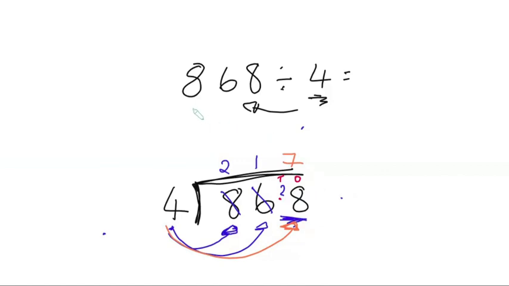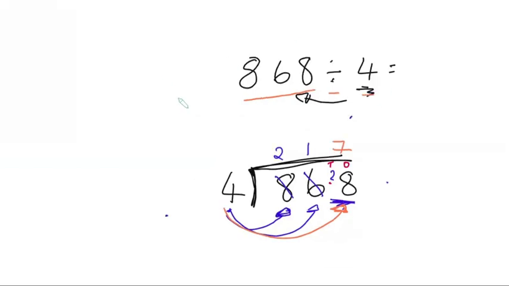Fantastic. So 868 divided by 4. What's our answer? Our answer is 217. So that's how we would complete larger division using our bus stop method.